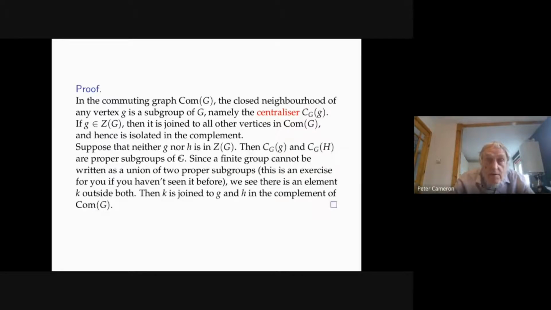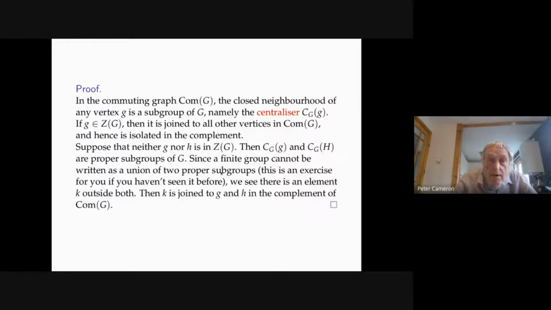So suppose we take two vertices g and h, not in the center of G. Then the centralizer of g and the centralizer of h, I'm sorry, that should be a lowercase h, are proper subgroups. They're not the whole group because we chose these elements not in the center. And a finite group can't be written as the union of two proper subgroups. If you haven't seen that before, you should try it as an exercise. It's not difficult to prove, but it's the basis for this argument. A whole group can never be the union of two proper subgroups.